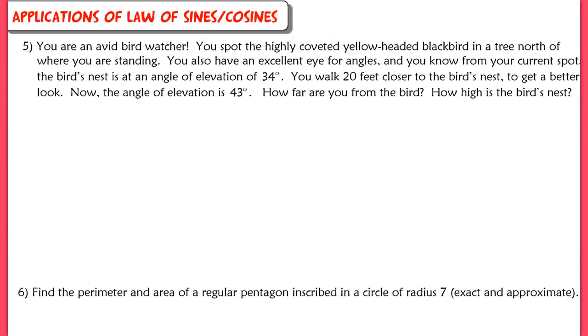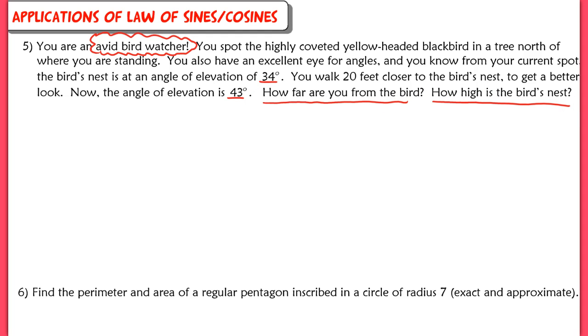All right, you're an avid bird watcher, because what 17-year-old high schooler is not? Okay, you spot the highly coveted yellow-headed blackbird in a tree north of where you are standing. You have an excellent eye for angles, and so from your current spot, you realize the angle of elevation is 34 degrees. You walk about 20 feet closer to get a better look, and your angle of elevation is now 43 degrees. There are two questions here. How far are you from the bird, and how high is the bird's nest?